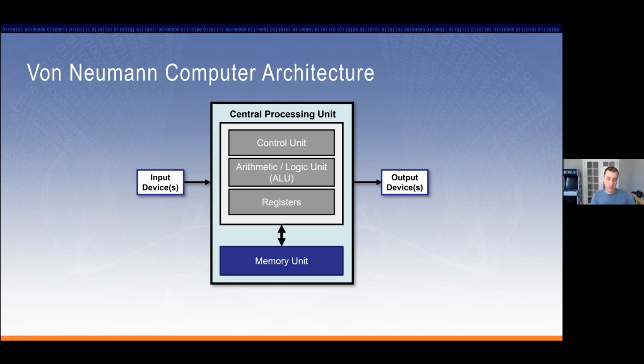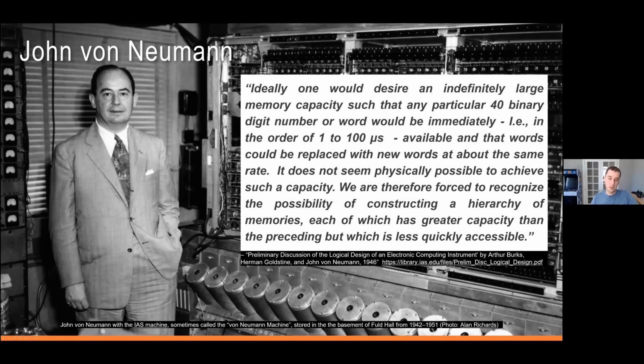So in 1946, Arthur Burks, Hermann Goldstine, and John von Neumann released a paper entitled Preliminary Discussion of the Logical Design of an Electronic Computing Instrument, in which they say, ideally, one would desire an infinitely large memory capacity such that any particular 40-bit number or word would be immediately available, and that words would be replaced with new words at about the same rate. It does not seem physically possible to achieve such capacity.